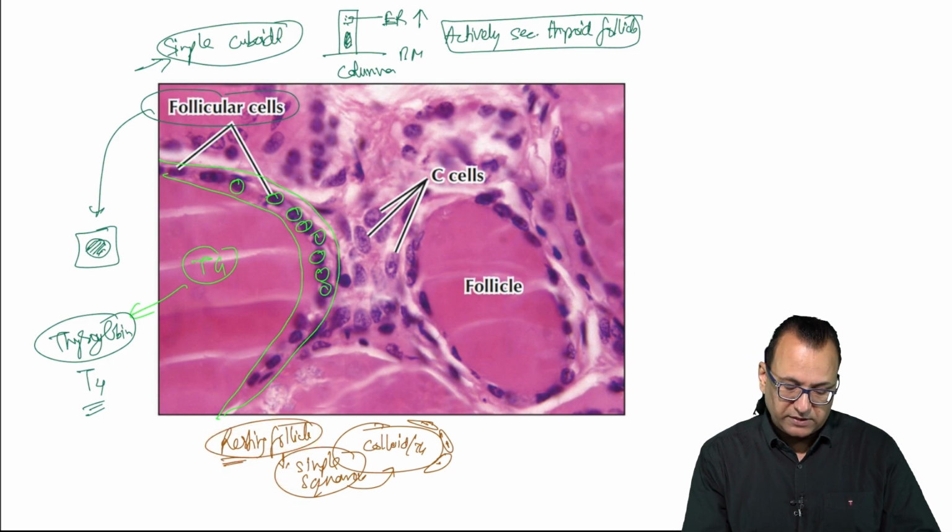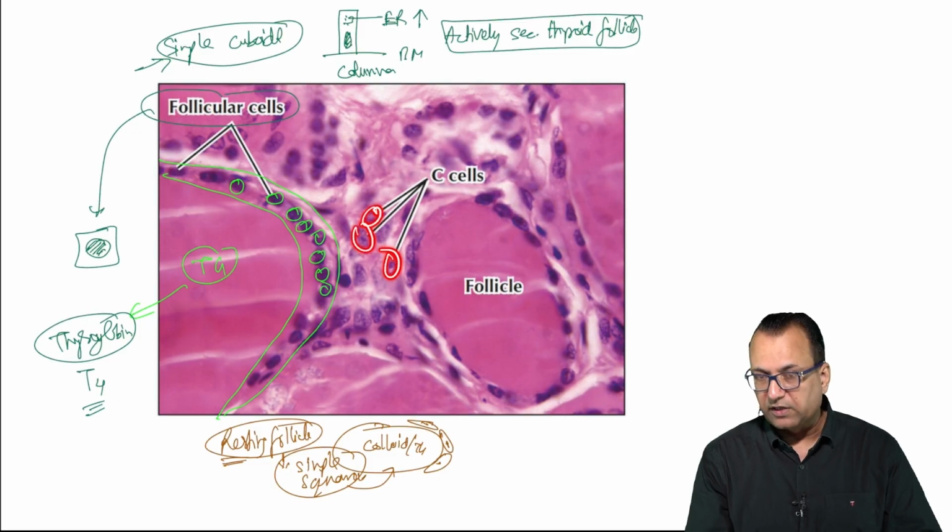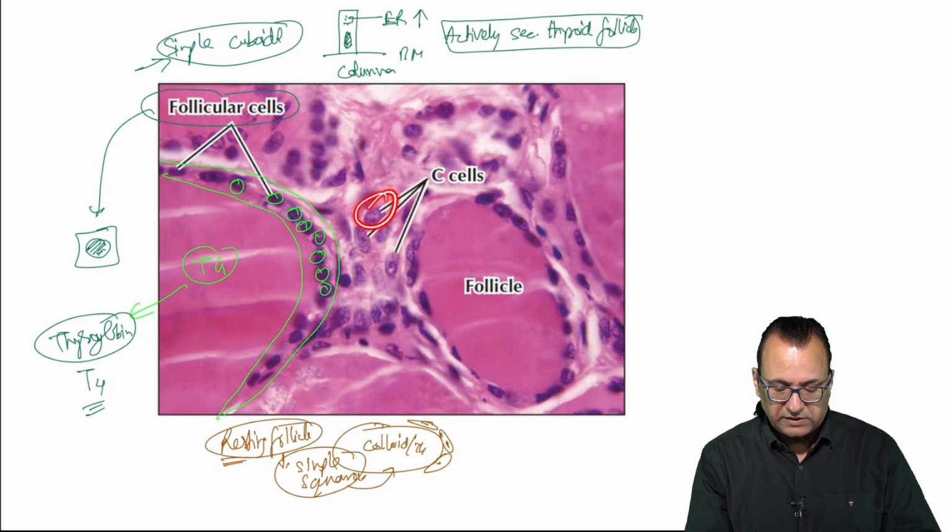But here you can see some bigger cells, as evident by their bigger nuclei, and they are lying between follicles. They are the perifollicular C cells, clear cells. They are large cells and they have large nuclei as compared with this nucleus. This nucleus is large and they are between the follicles.